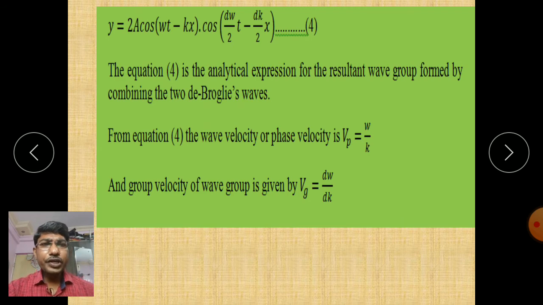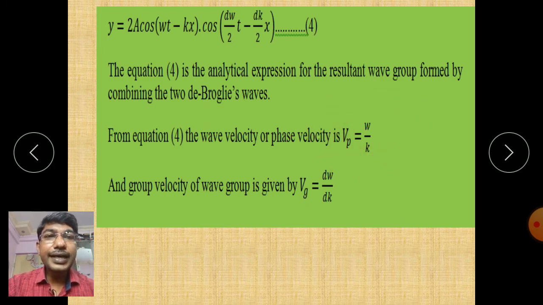Now, from equation 2, what is the wave velocity or phase velocity Vp? Velocity is distance upon time, that is x upon t. Suppose ωt is equal to kx. Now x upon t is equal to ω upon k. This is Vp = ω/k, the phase velocity or wave velocity.